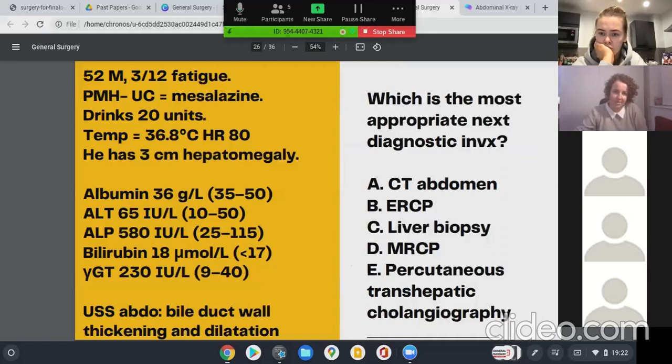So back to the question, what the question asks is, what is the most appropriate next diagnostic investigation? So this is one of those questions where it's really important to read the question. You want the diagnostic investigation, not necessarily the ultimate treatment. So you've got CT abdo, an ERCP, a liver biopsy, an MRCP, or a percutaneous transhepatic cholangiography. Has anyone got any ideas what the answer might be here?